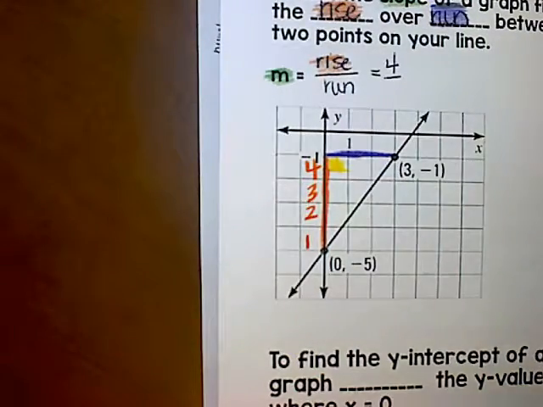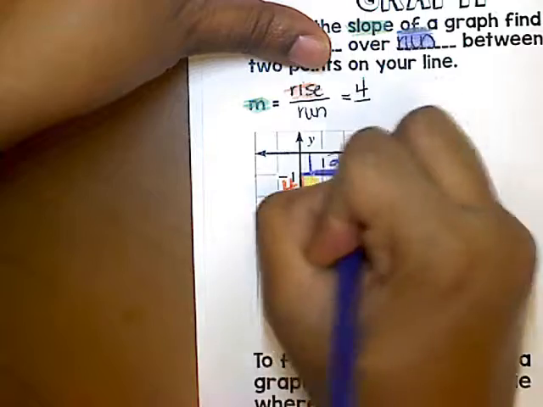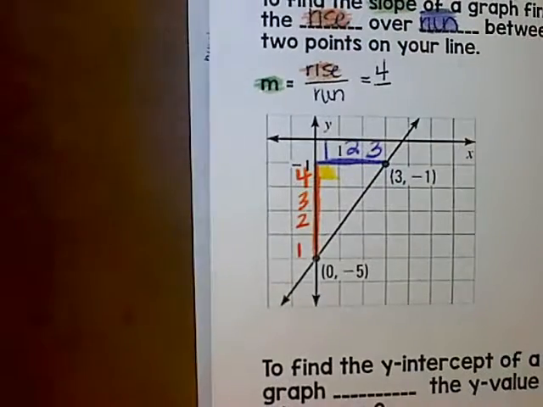Go back to our run. We have 1, 2, 3. So I went over 3.